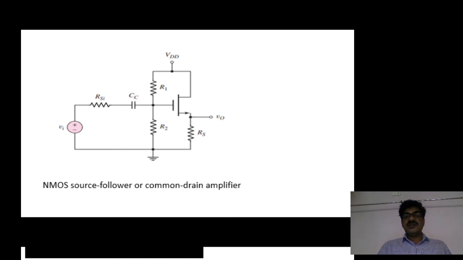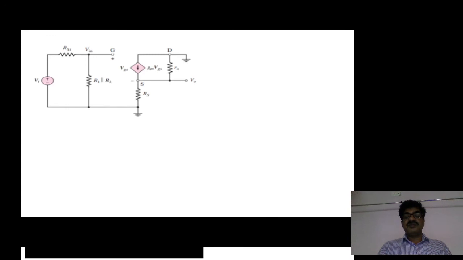CC is the coupling capacitor which couples only the signal to the amplifier stage, and VI is the signal source. Now for analysis, first of all you need to convert it into a small signal equivalent model. Instead of the MOSFET, it is replaced with the equivalent circuit.